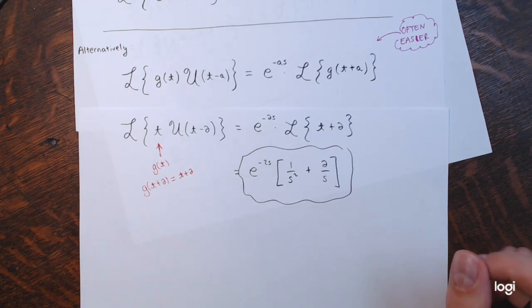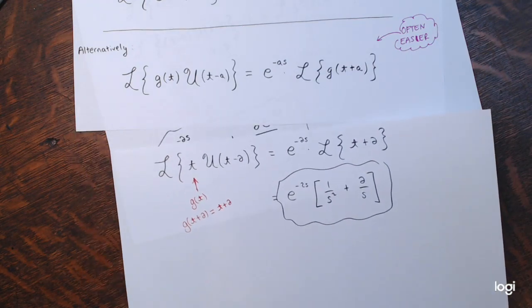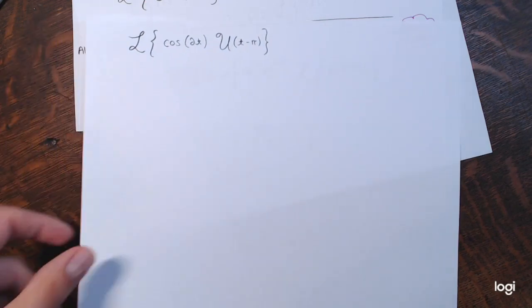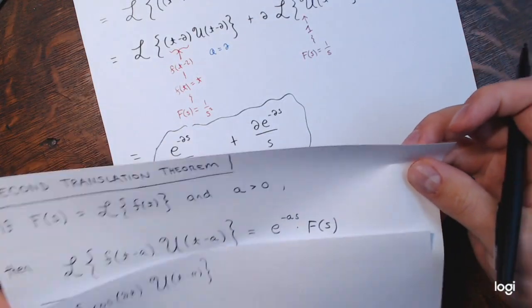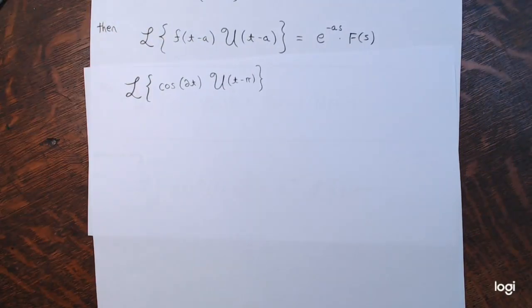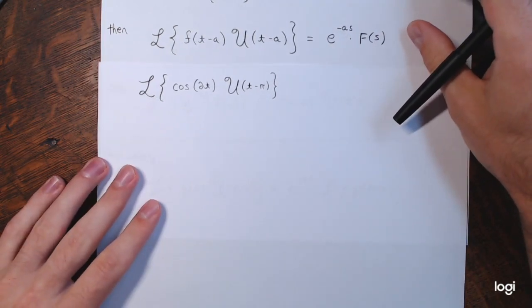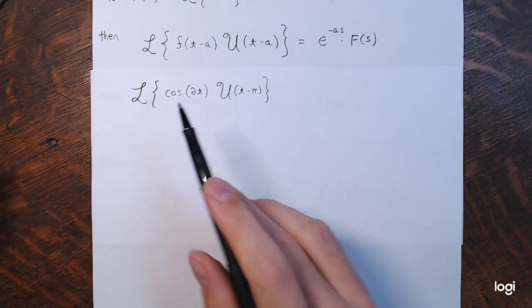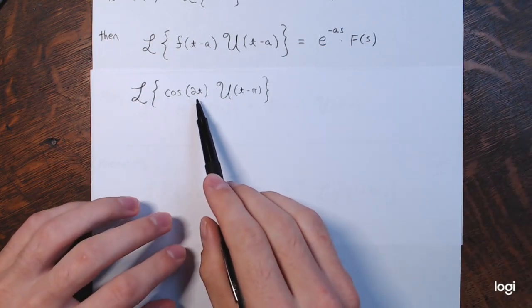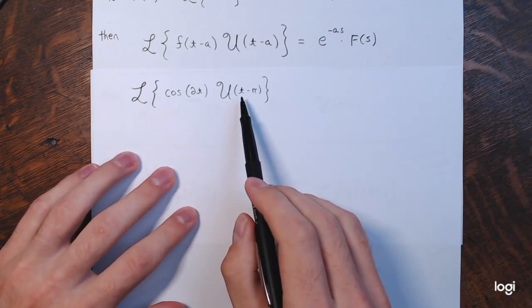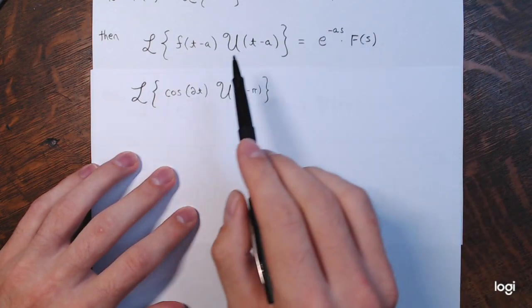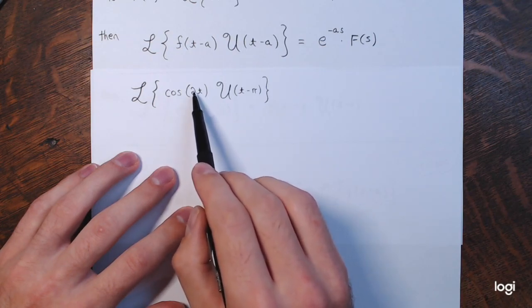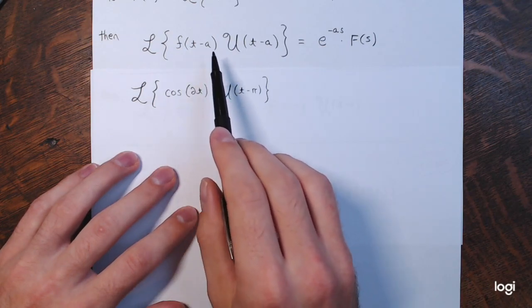All right, so I've just got one more example, where again I'll show you both ways to use the translation theorem to find this Laplace transform. What's the Laplace transform of the cosine of 2t times the unit step function at t minus pi? So again, if I want to use this first version, I need to get this expression to be some function of t minus pi.